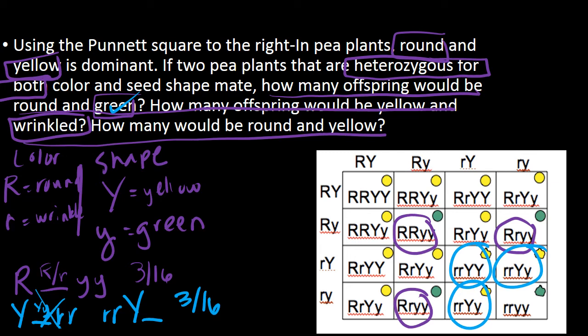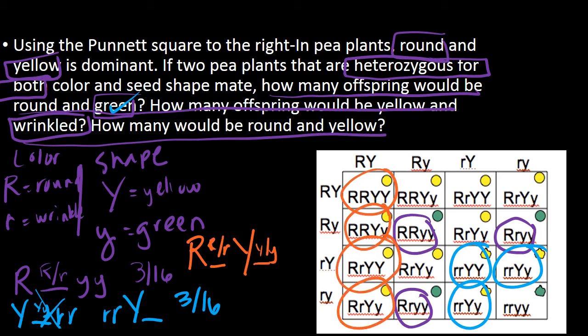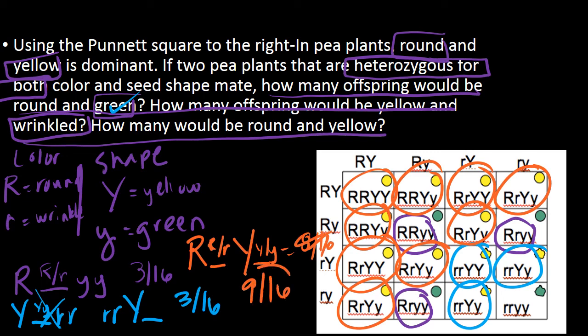My last one, round and yellow. For round, again, round is dominant, so capital R, don't care. Could be capital, could be lower. And then to be yellow is capital Y, don't care. Let's go ahead and count these up. 1, 2, 3, 4, 5, 6, 7, 8. I've got 8 out of 16. Should be 9. Did I skip one? It is 9. There you go. 9 out of 16 is going to be that.